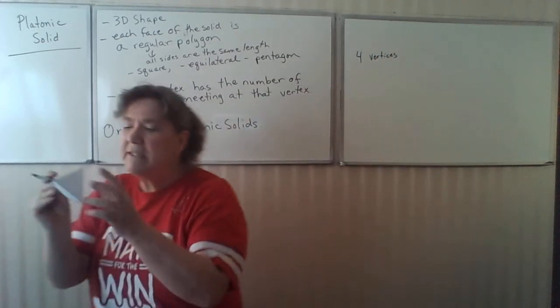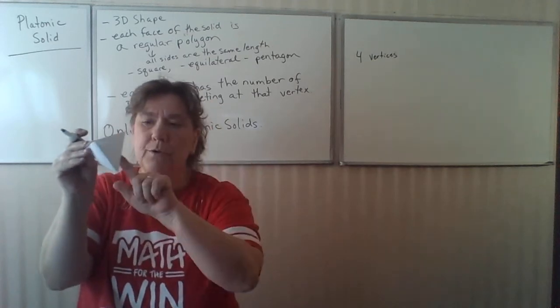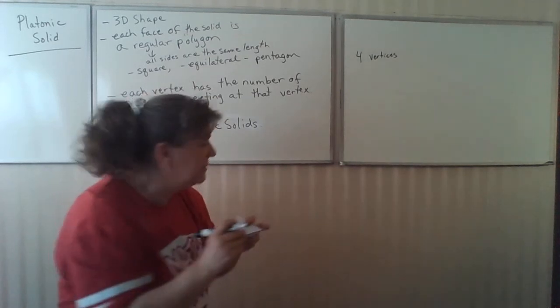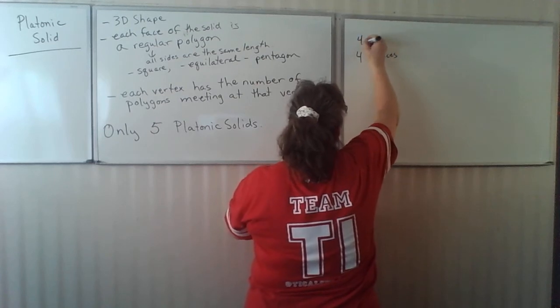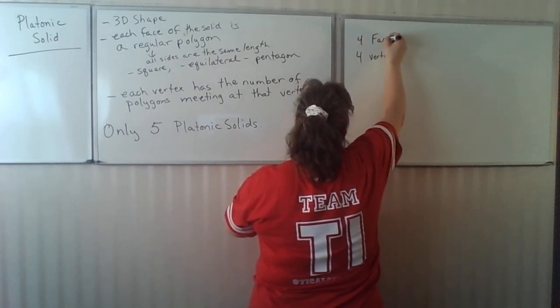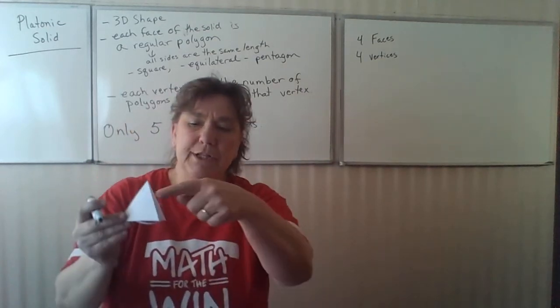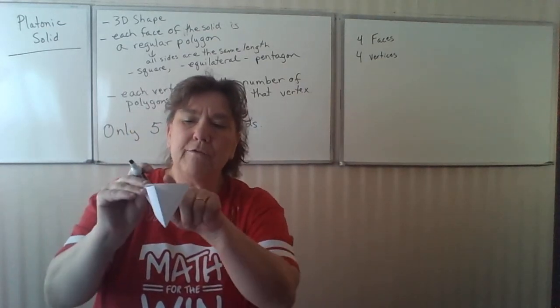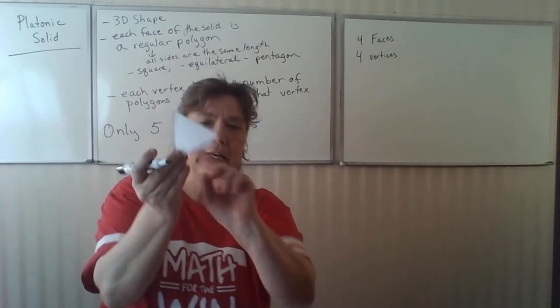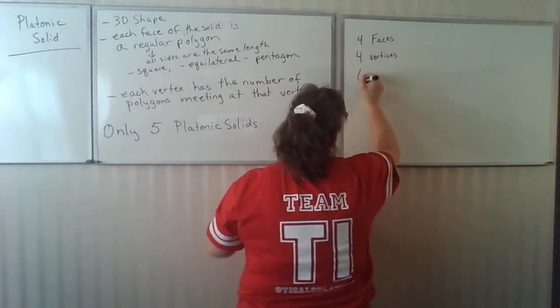And how many faces do we have? 1, 2, 3, 4 faces. And how many edges? 1, 2, 3, 4, 5, 6. So this one has 6 edges.